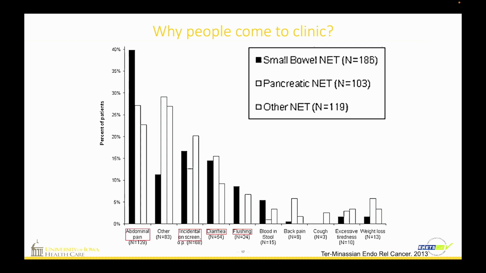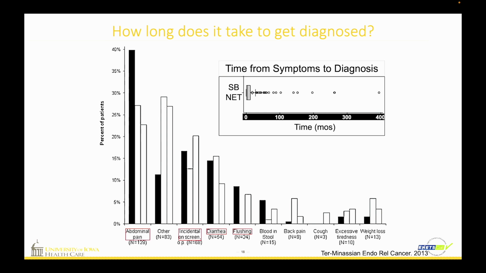Another group came into the clinic with an incidental finding. It was found on a colonoscopy that they had for some other reason, or they were involved in a motor vehicle accident and had a CT scan, and boof, there it is. And then about 25% actually came in because of what we would call carcinoid syndrome, which is the presence of diarrhea or flushing.